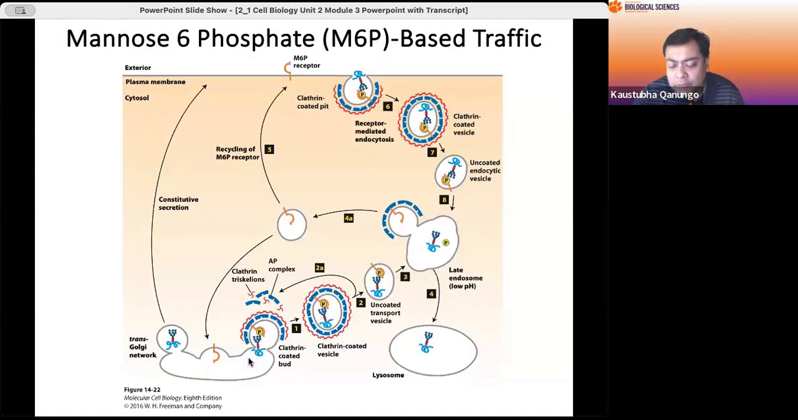So how is this now trafficked? On the Golgi membrane, this hook-like structure is a mannose 6-phosphate receptor. The proteins with the mannose 6-phosphate bind to the receptor, and it binds to a clathrin-coated bud. So clathrin-coated buds come together and bud into a vesicle that will go into the lysosome. And the receptor is recycled back and it can take more enzyme into the lysosome. This is basically the mannose 6-phosphate based traffic.